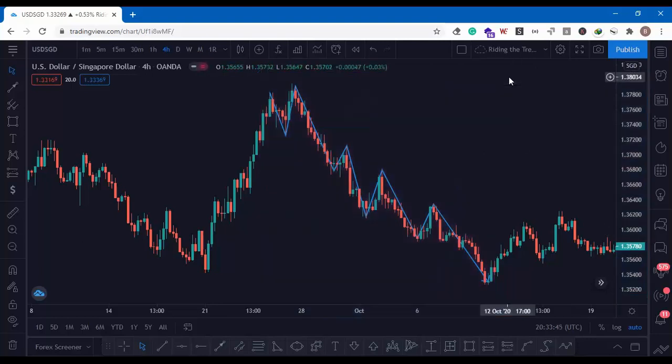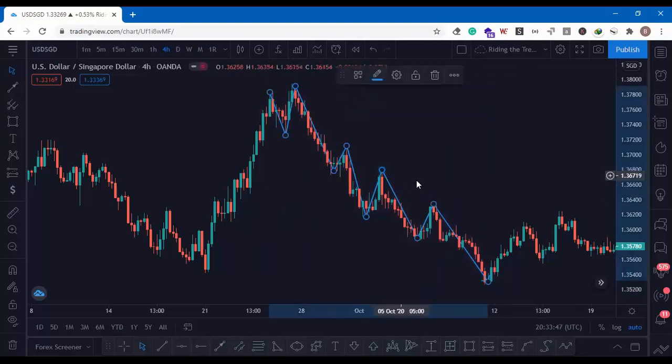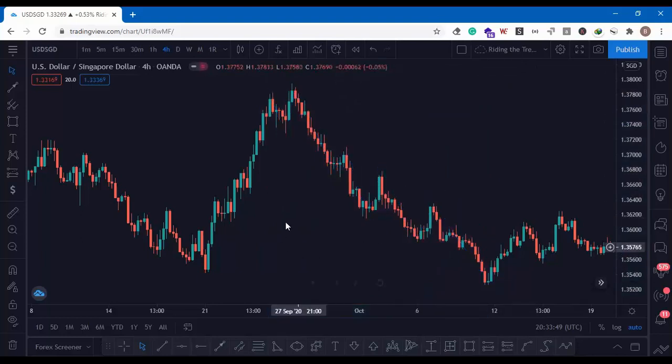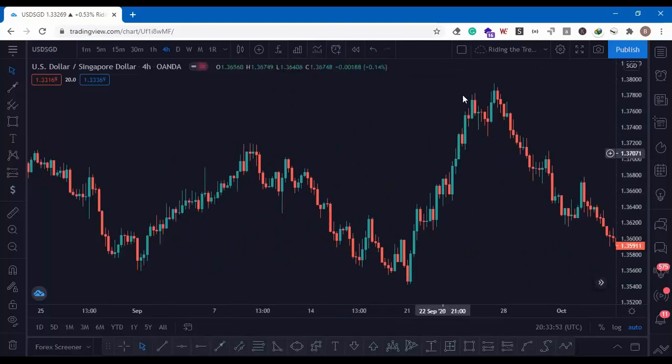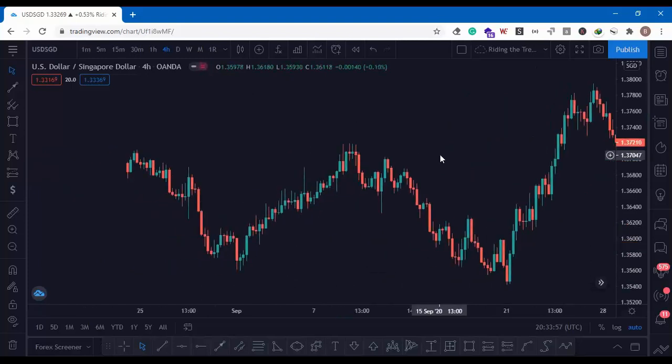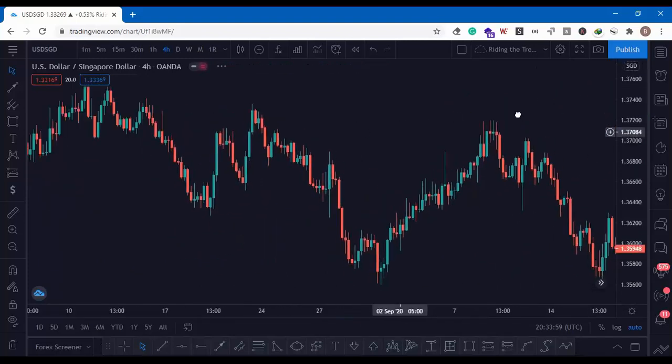So that is that for the downtrend. We can also see an uptrend here. I think probably I have to look for a longer one.